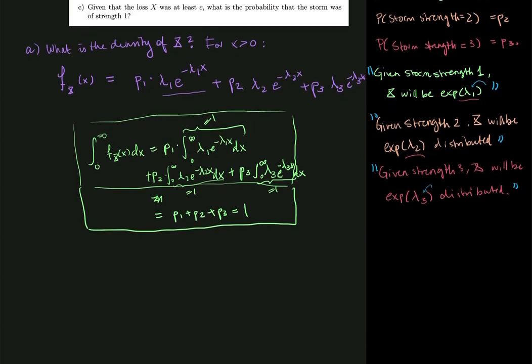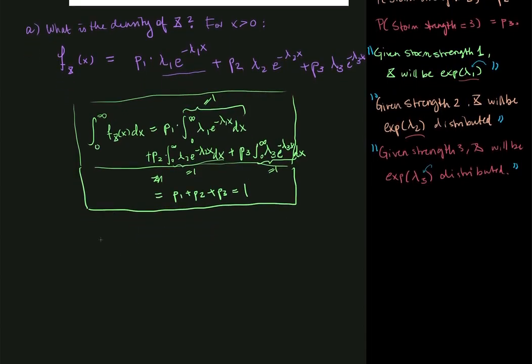And if I should write this up a little bit more nicely, we have that the density of X is given by the sum of p_i multiplied by lambda_i e to the minus lambda_i x, for all three cases, i equal 1 up to 3, where x is greater than 0.